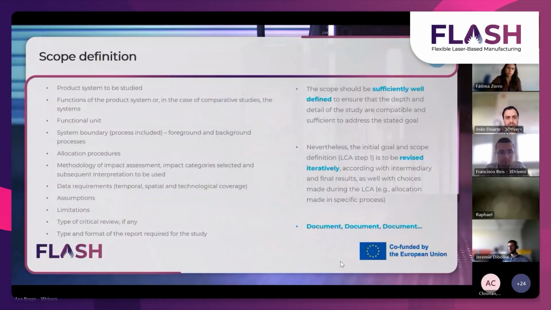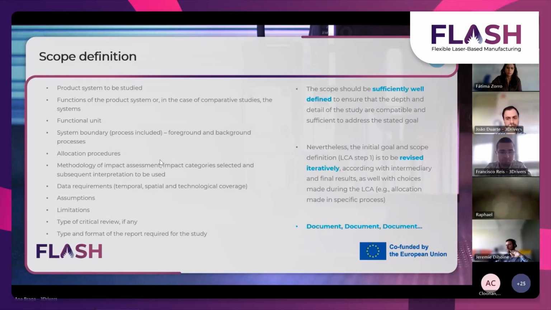All this list is included and is part of the scope definition: the product system to be studied, the function of the product system, or in the case of comparative studies, the system functional unit, and the boundaries, so the processes that are included or excluded, and also foreground and background. Foreground will be the processes after the production; background, the others that came previously, the production of the components in the study.